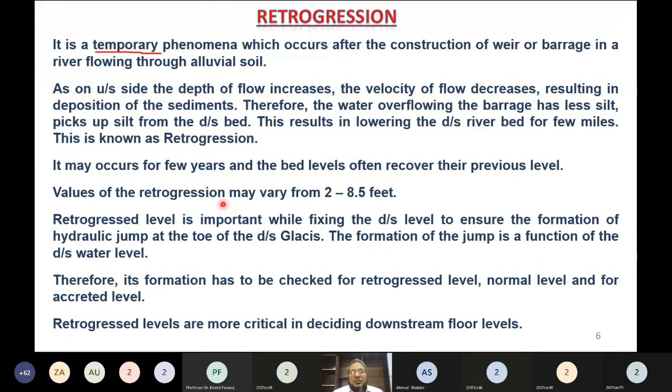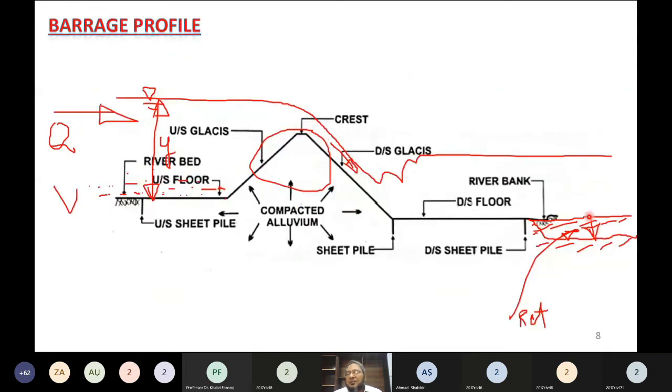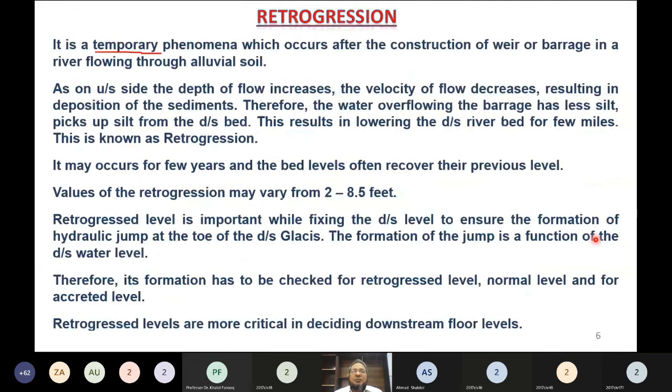Values of the retrogression may vary from 2 to 8.5 feet in Pakistan. So this retrogression, how much is the value which is being observed in Pakistan? 2 feet to 8.5 feet. There is a lowering of the river bed level on the downstream side.